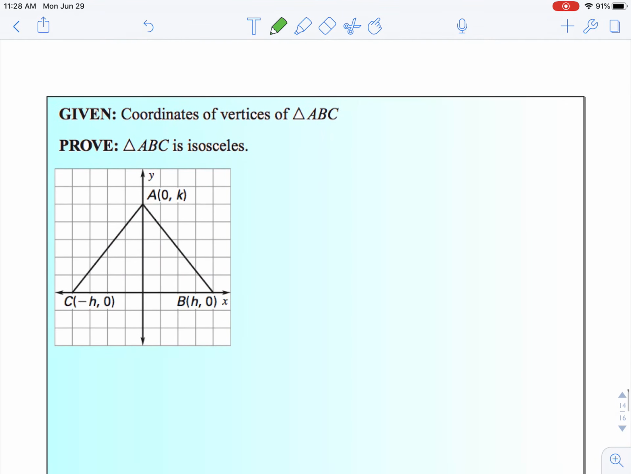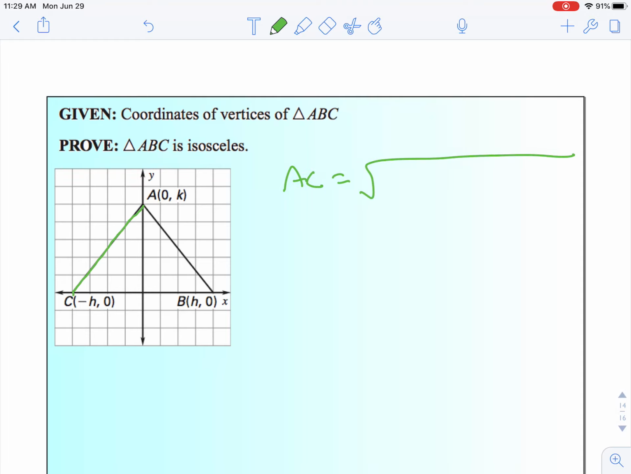All right, so let's try a coordinate proof here. They give you the coordinates of the vertices of triangle ABC. They're already given there. So now we're going to prove that ABC is isosceles. So if ABC is isosceles, what I need to prove is that two sides are congruent and the third side is not. So I need to work on using the distance formula. So I'll find AC first.